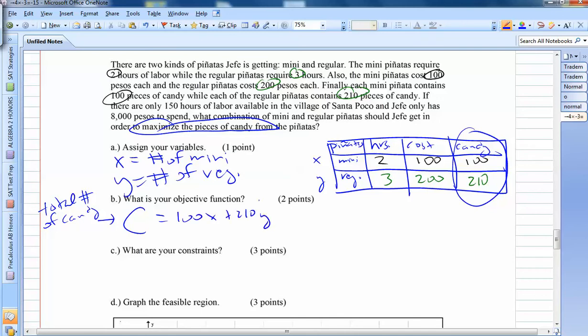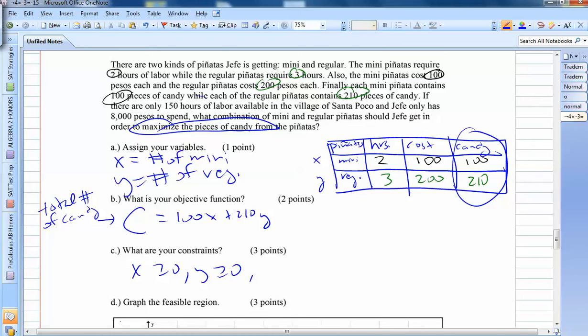Because again, if x is the number of mini piñatas, and there's 100 candies in each of the mini piñatas, 100x will be the total number of candies that come from the mini piñatas. Same reasoning we can use for the regular piñatas when we have 210y. For the constraints, you can't have a negative number of piñatas, so obviously these are 2 guaranteed constraints. And then we're obviously limited by hours as well as the cost.